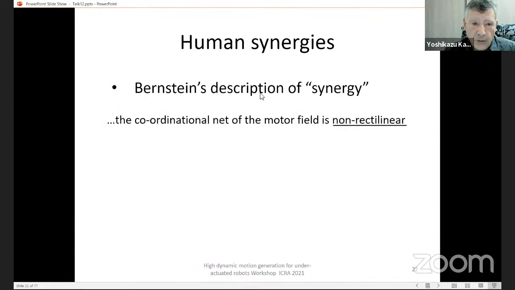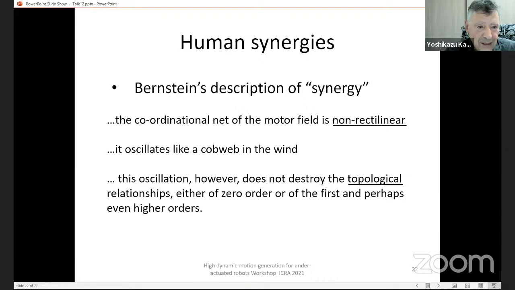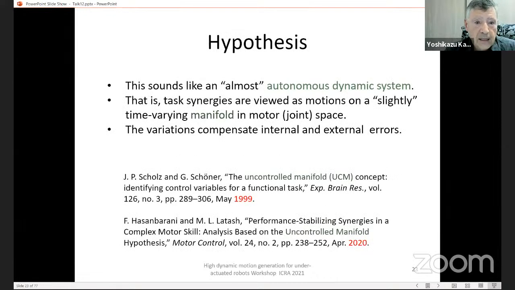One thing which I want to relate to our control design is Bernstein's description of synergy. He said that the coordination on net of the motor field is non-rectilinear. So we have some nonlinear behavior, and it oscillates like a cobweb in the wind. However, this oscillation does not destroy the topological relationship. So there is some topology in this, of zero order or the first, perhaps even higher orders, he thinks. This sounds like an almost autonomous dynamical system. You have a topology there.